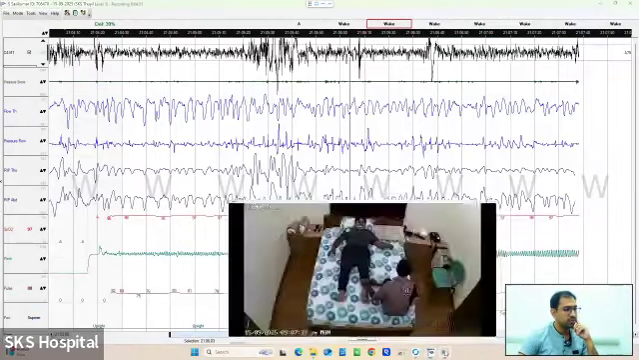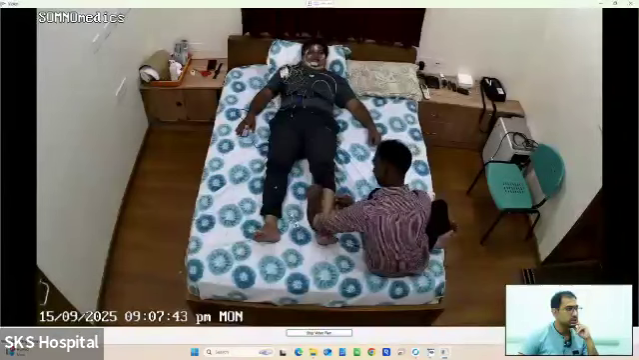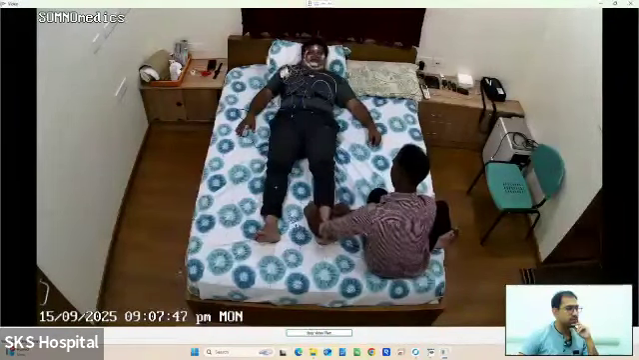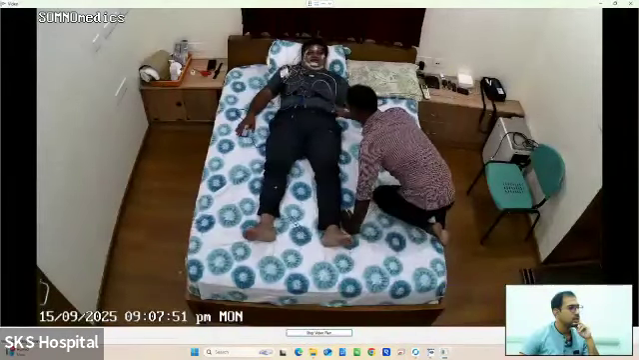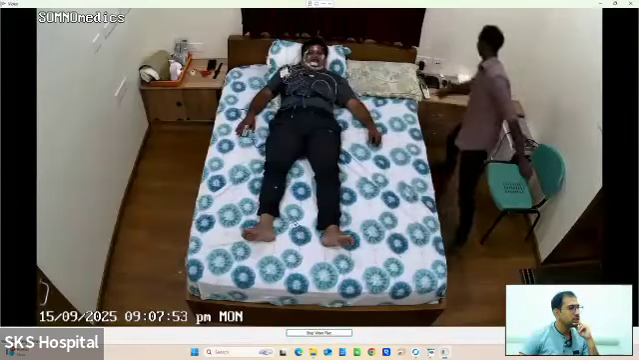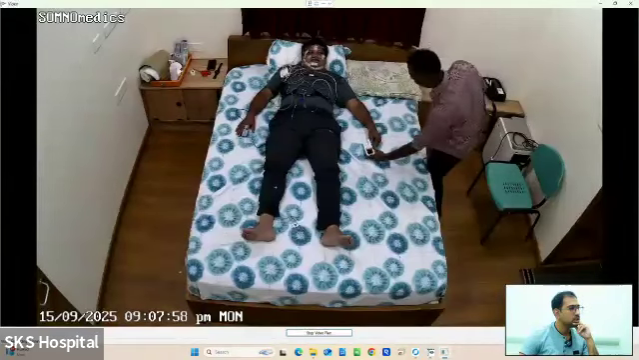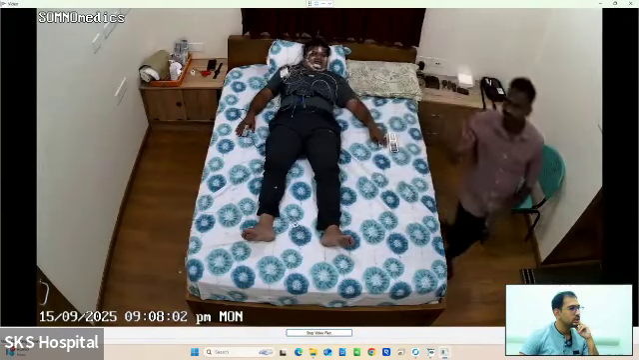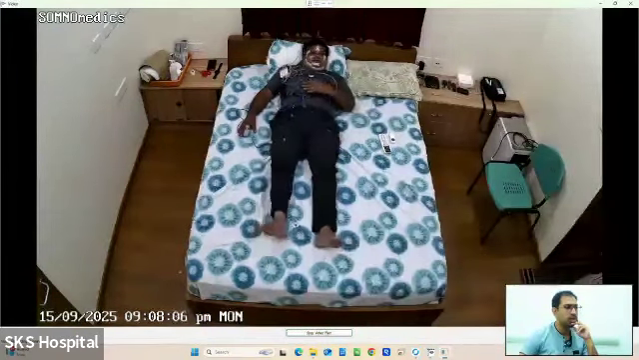Now let's see if the patient has slept. So the leg EMGs are being fixed as the patient has come with tight pants. So that is the bell which we give to the patient to say if they have any issues, they can call us by ringing the bell.